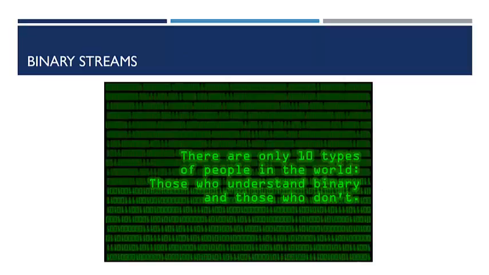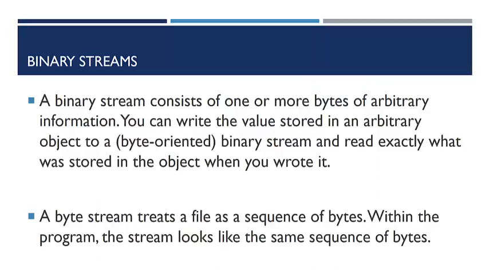And let's get into binary streams. A binary stream consists of one or more bytes of arbitrary information. You can write the value stored in an arbitrary object to a byte-oriented binary stream and read exactly what was stored in the object when you wrote it. A binary stream treats a file as a sequence of bytes, which is what most files are. Within the program, the stream looks like the same sequence of bytes.